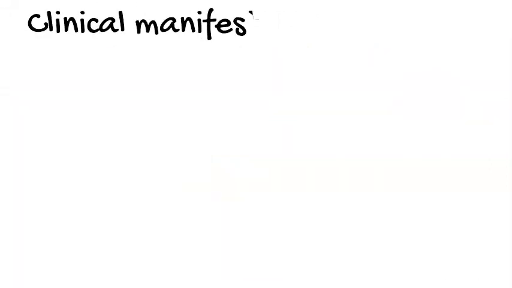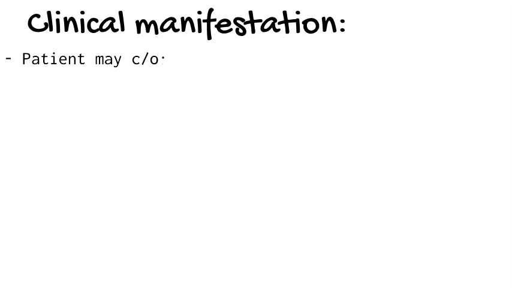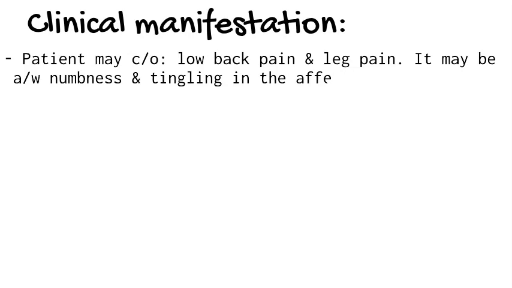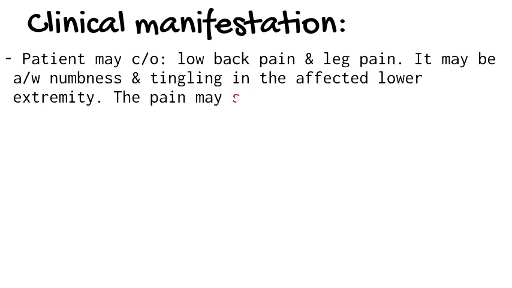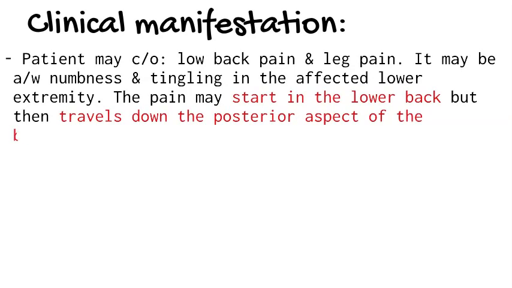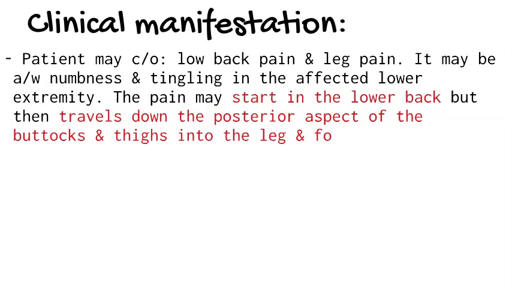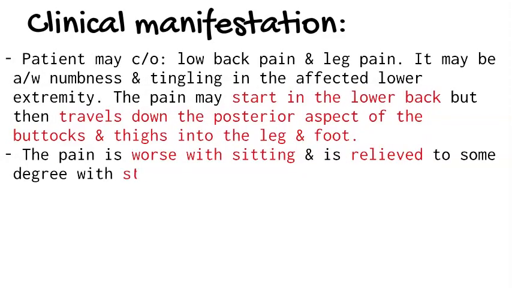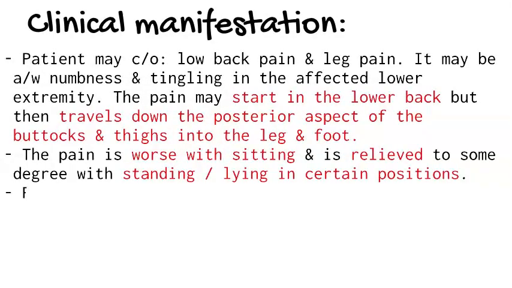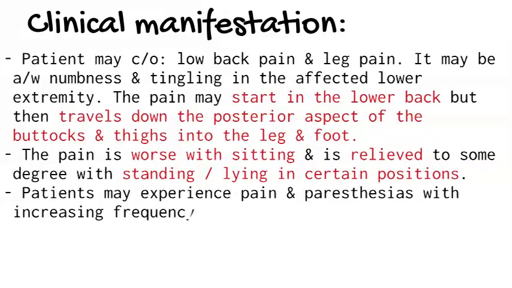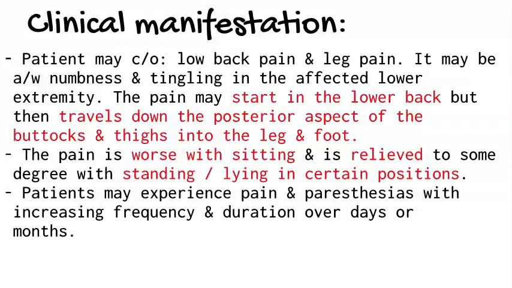Clinical manifestation. Patient may complain of lower back pain and leg pain. It may be associated with numbness and tingling in the affected lower extremity. The pain may start in the lower back but then travels down to the posterior aspect of the buttocks and thigh into the leg and the foot. The pain is worse with sitting and is relieved to some degree with standing or lying in certain positions. Patient may experience pain and paresthesia with increasing frequency and duration over days or months.